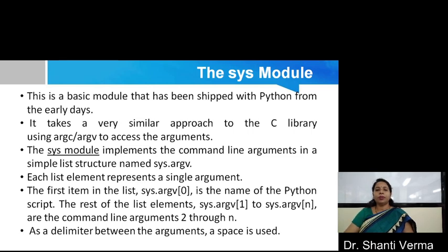sys.argv[0], meaning the index position is 0. The second is sys.argv[1], and the third is sys.argv[2], and so on. We use a delimiter between the arguments when we are passing them, and the default delimiter is a space.